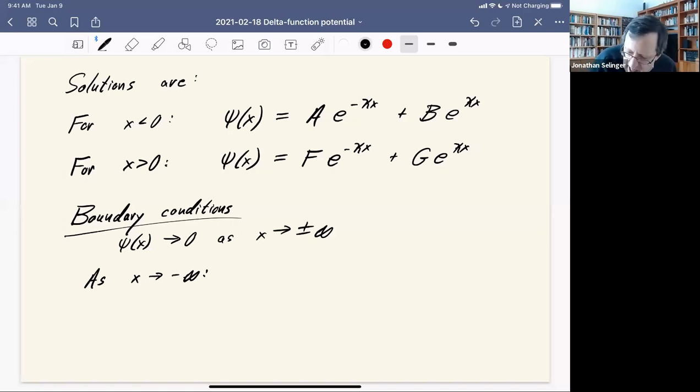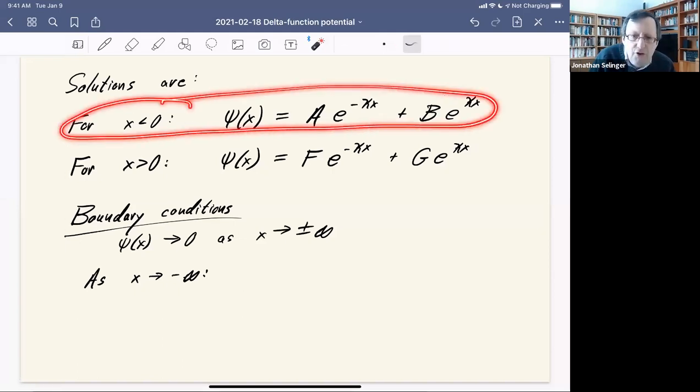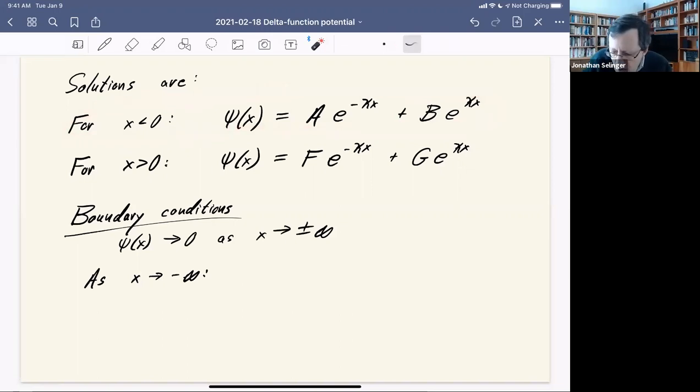Let's see, if x is negative infinity, we better use the negative x solution. Okay, so we know we're going to have a combination of the a term and the b term. Now, when x goes to negative infinity, if I put negative infinity into the b term, we get negative infinity times kappa, some positive number. The product is 0. No problem.